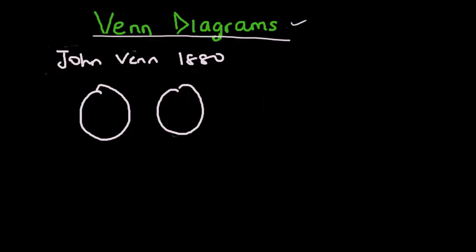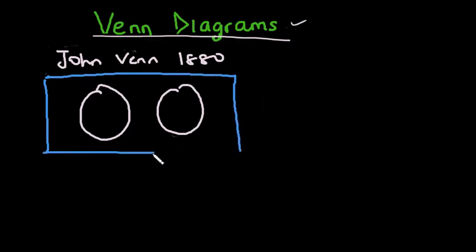The universal set is usually represented with a rectangle, and this rectangle encloses other sets. The universal set in this regard is not the universe, but everything we are talking about in that particular study.